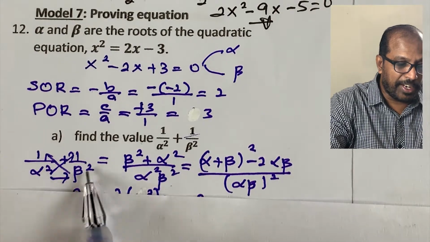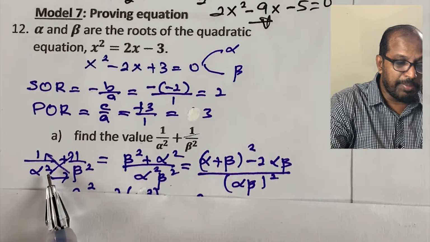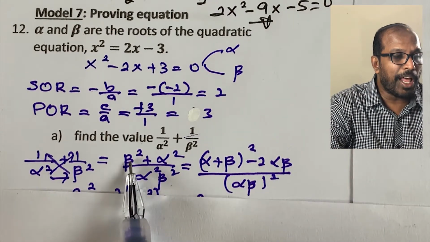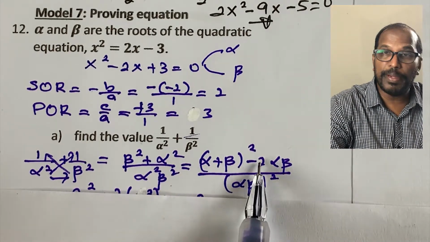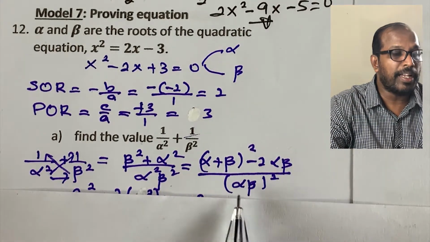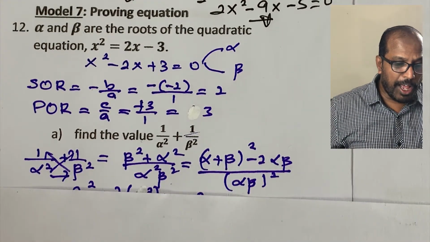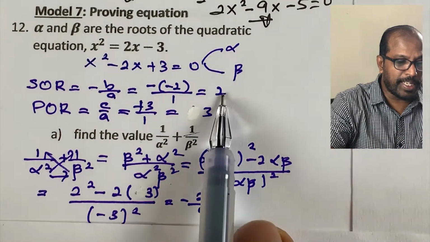Alpha squared plus beta squared is the solution for a single fraction. That means a summation of two fractions written as a single fraction, we must use cross multiply. Then from here, you got alpha squared plus beta squared. Therefore, I'm using the formula of alpha plus beta squared minus 2 alpha beta, divided by alpha beta squared. So now from here, we can substitute. What is alpha plus beta? Alpha plus beta is 2.